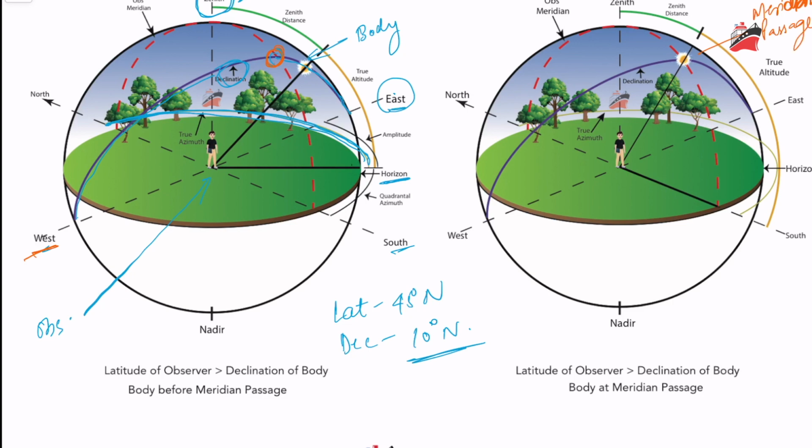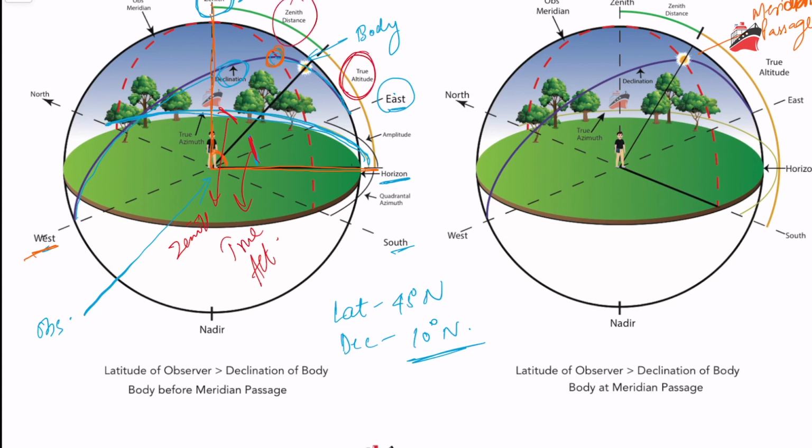Now what is zenith distance? If you see, from the zenith until the horizon is 90 degrees. This angle is 90 degrees. Now true altitude is from the rational horizon to the center of the body. This angle is called true altitude. The remaining part that we see here is called zenith distance. The similar is marked here on the diagram.